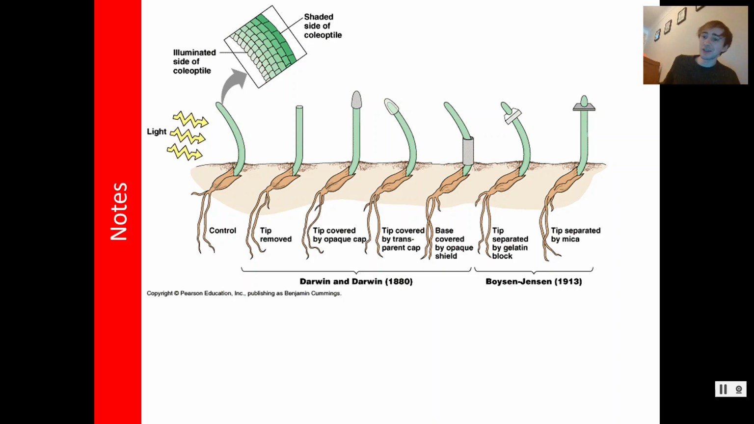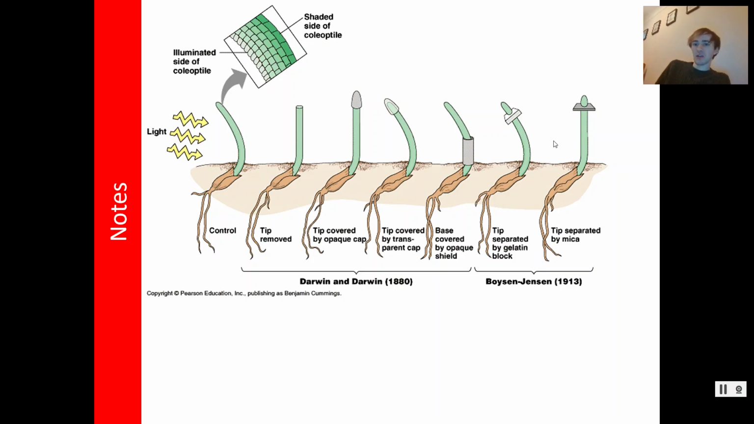And so what Boysen and Jensen did was remove the tip of plants, put it to one side, put a little block in the way, and then put the tip back on top. With one of them, he used a chemical which would allow other chemicals to diffuse through it. He actually used gelatin. The point of gelatin is it won't allow electricity through, but it will allow chemicals through. So it's an electrical insulator, but it does allow chemicals through.